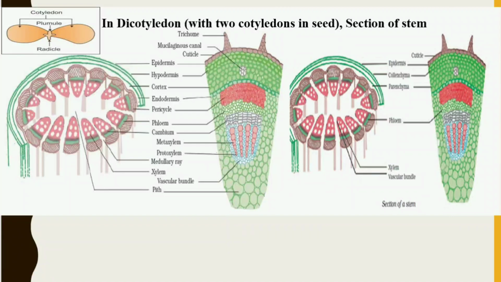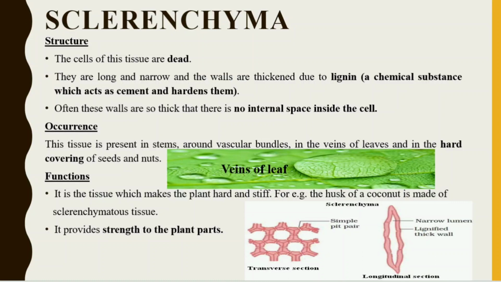Coming to our next slide, Sclerenchyma. This Sclerenchyma is made up of dead cells. Coming to the next point, they are long and narrow, and the walls are thickened with a chemical called lignin. So the lignin is responsible for hardening, for providing the mechanical strength and support. Often these walls are so thick that there is no internal space inside the cell. That means intercellular spaces are absent in Sclerenchyma.